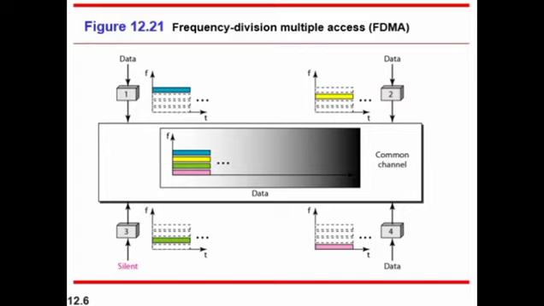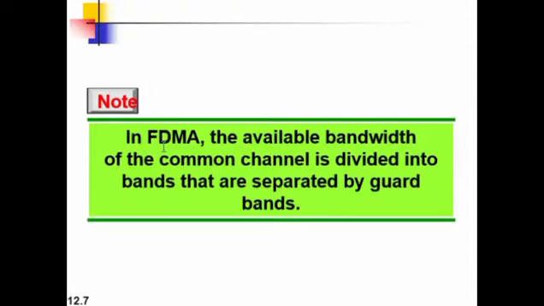Now we will see what happens in FDMA. In FDMA, the available bandwidth of the common channel is divided into bands that are separated by guard bands, right? What FDMA actually does is divide the actual bandwidth of the channel, and the bands are separated by the guard bands. So this is what FDMA does.